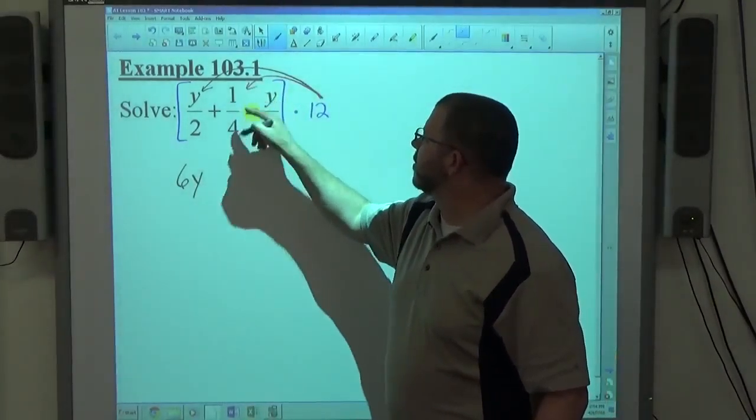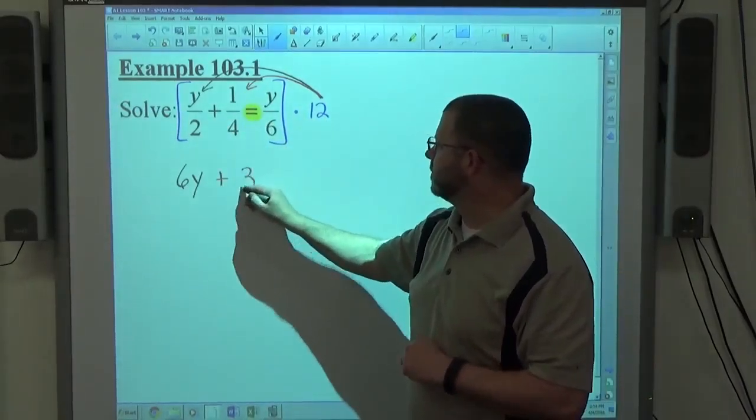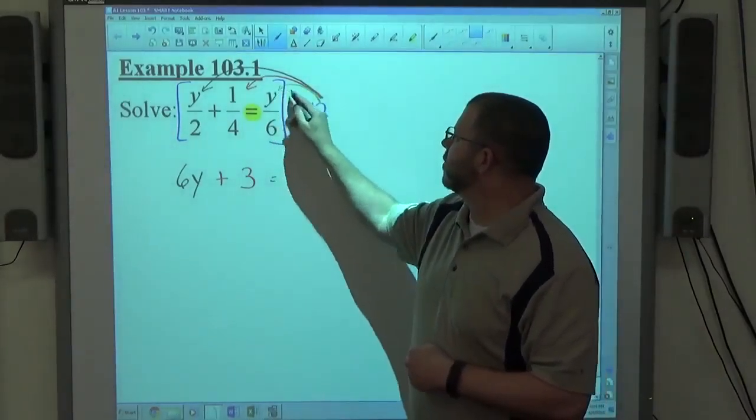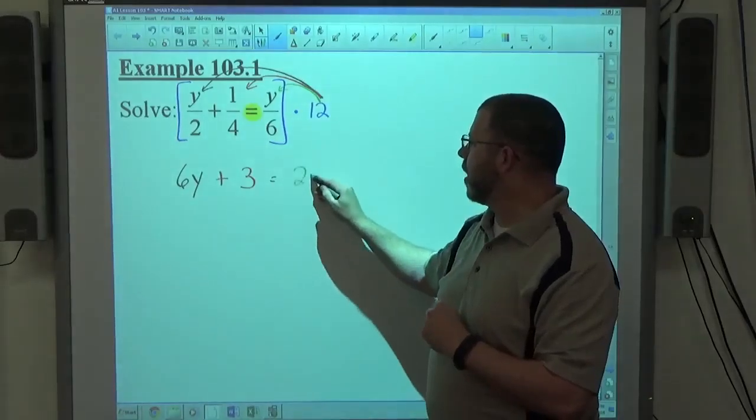I do this times this, it's plus, so it's plus. 12 divided by 4 is 3, times 1 is 3. Equals. And then I do 12 times this. And again, divide first and multiply. 12 divided by 6 is 2, times y is 2y.